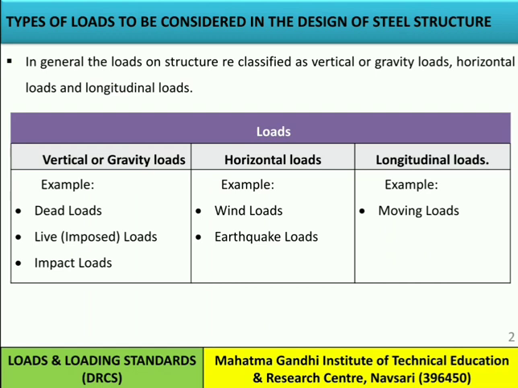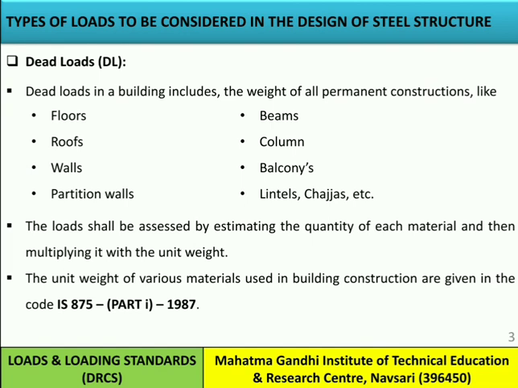While another category, that is horizontal load, these are the loads which act in horizontal directions. Examples of those loads are wind loads and earthquake load. And the last category, that is longitudinal load, these are the loads which keep moving. An example of that is moving loads. So let's discuss in brief the different loads which we categorize in the table above.